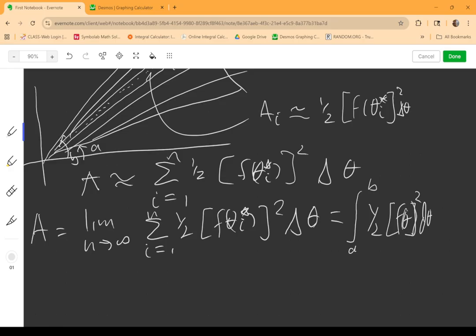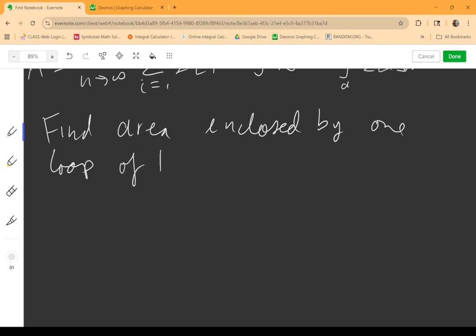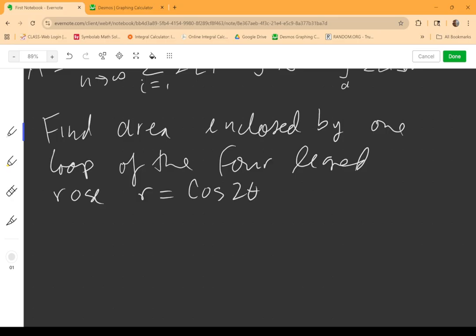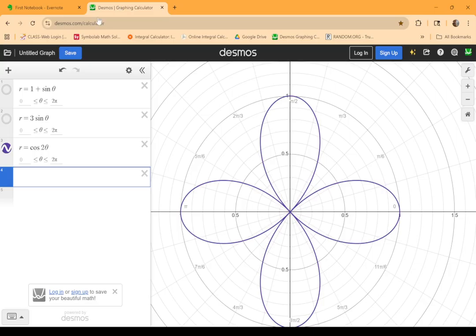So let's take a look at some examples. Here I want to find the area enclosed by one loop of the four-leaved rose r equals cosine 2 theta. Okay, all right. So here we can see a graph of it. It looks something like this.